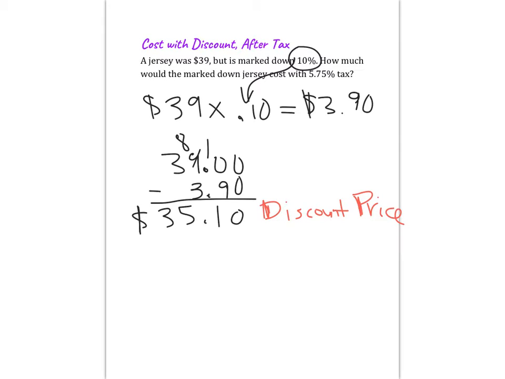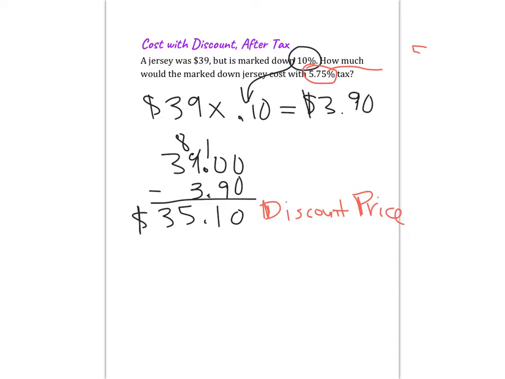All right, let's continue. Now what we need to do is find the cost after the tax is added. So before we do that, we need to figure out how much the tax actually is going to be. To figure that out, this is called a decimal percent. We need to turn it into a pure decimal. So take the percent, turn it into a decimal.